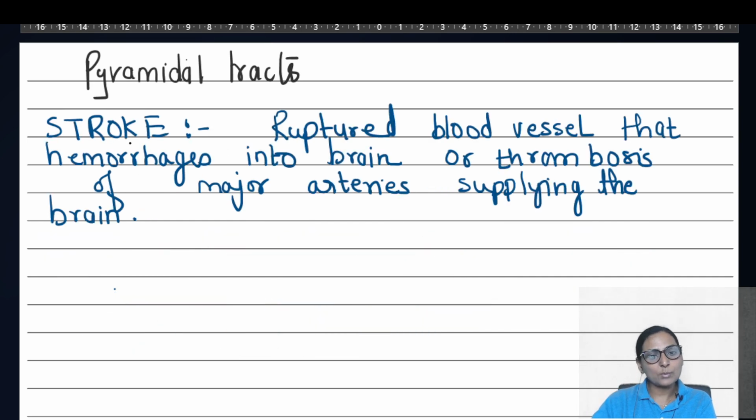And what is the term called stroke? It is a ruptured blood vessel that hemorrhages into the brain, or there is a thrombosis of a major blood supply to the brain. Again, it is going to result in hemiplegia or hemiparesis. Most common site is the internal capsule. So, pyramidal tract, one of the very, very important LAQ: its course, termination, and applied.